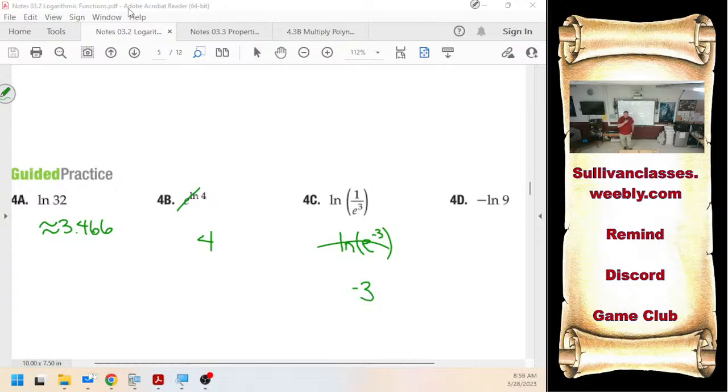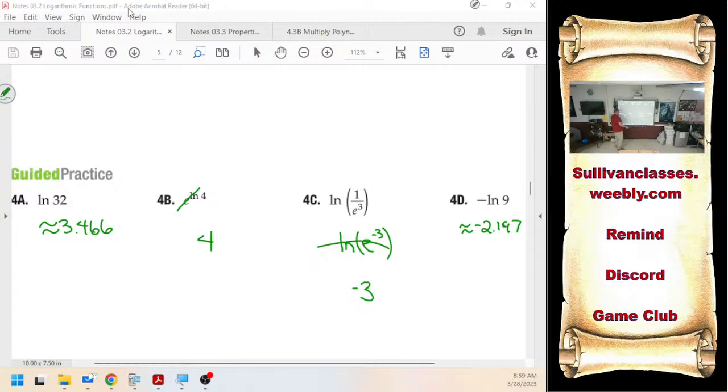Am I allowed to do 4D? Because it's got a negative log. It's not the object of the log that's negative. Okay? Negatives out front are perfectly fine. So I'm going to still have to jam that in my calculator because I don't know what e to something makes exactly 9. So, all right.